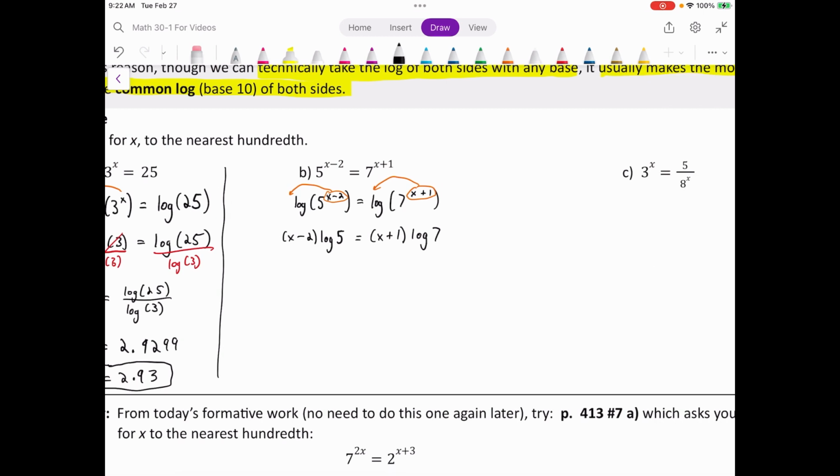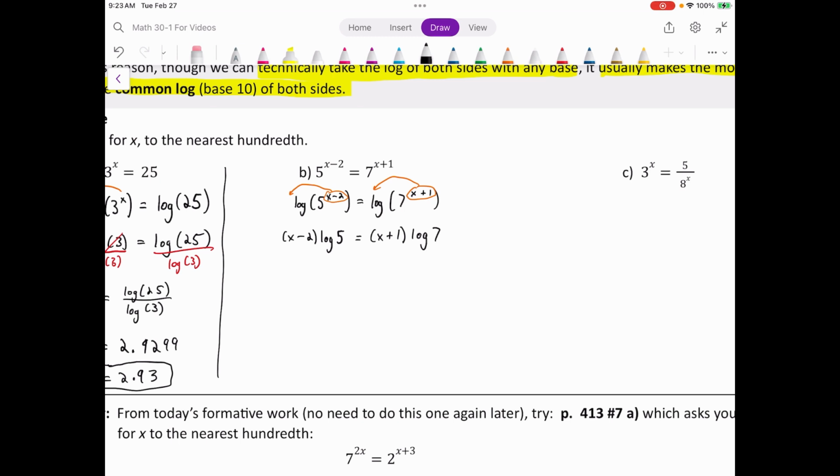We've got two x's on either side of the equation. I think probably what I would do here is just actually expand this out. So multiply the x by log 5 and the negative 2 by log 5 and the x by log 7 and the 1 by log 7, because then I can have all my x terms. I can focus on getting all the x's to one side, and then I can work on actually getting that x isolated. So let's just do that.